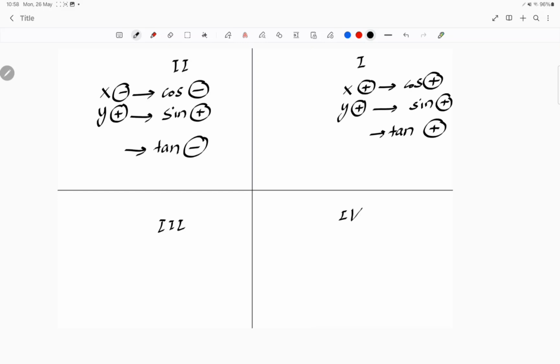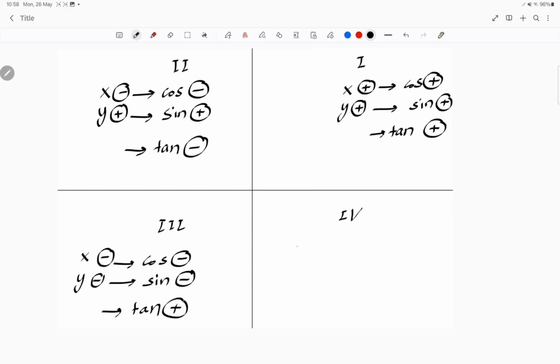In quadrant 3, x will be negative, y will be negative, and so the cosine will be negative, the sine will be negative, and tangent, which is equal to sine over cosine, will be positive.